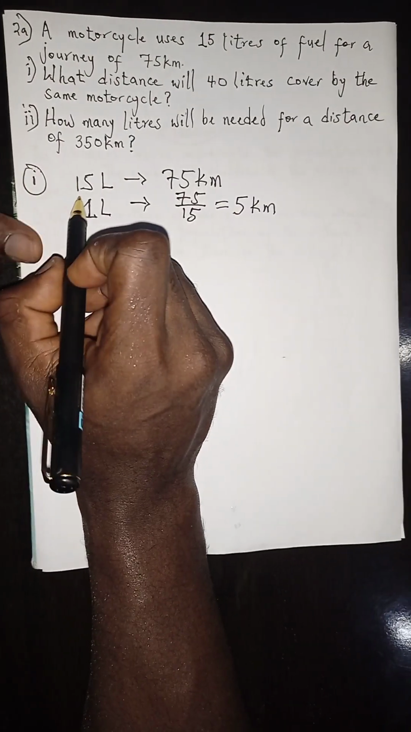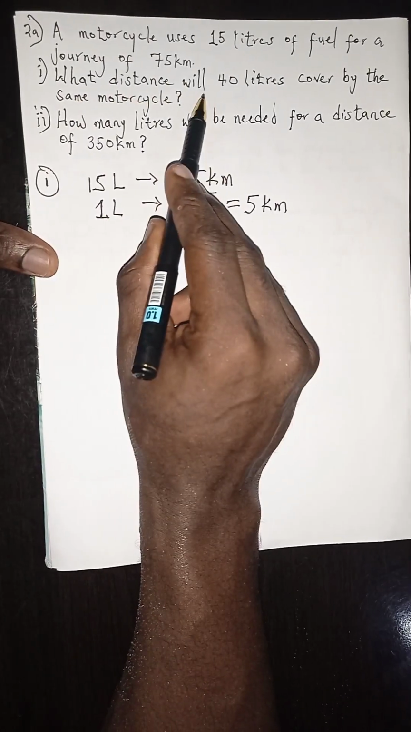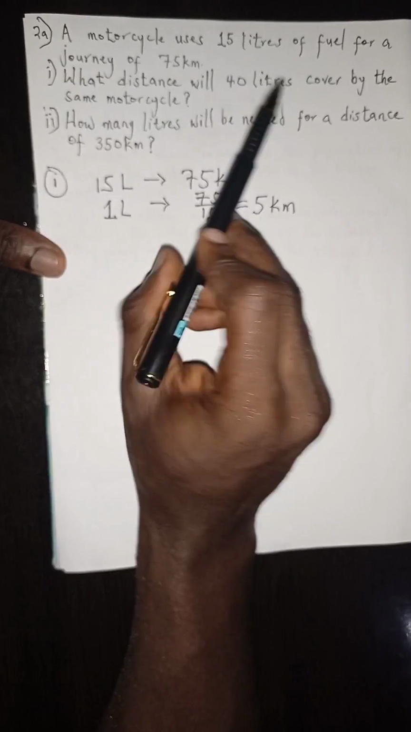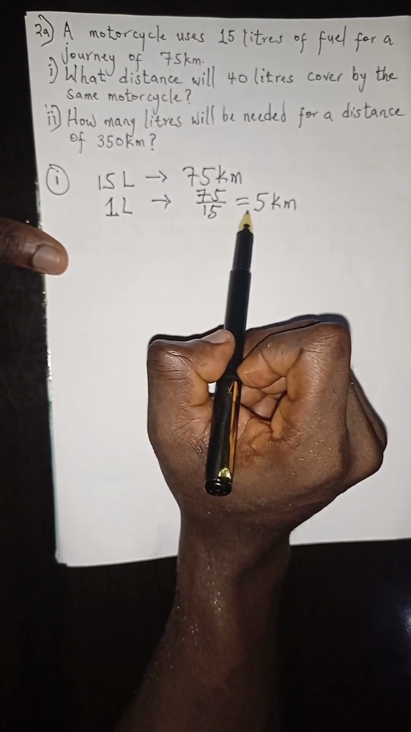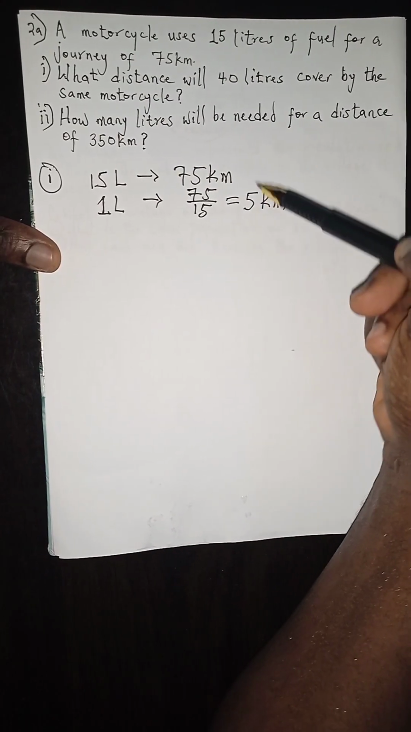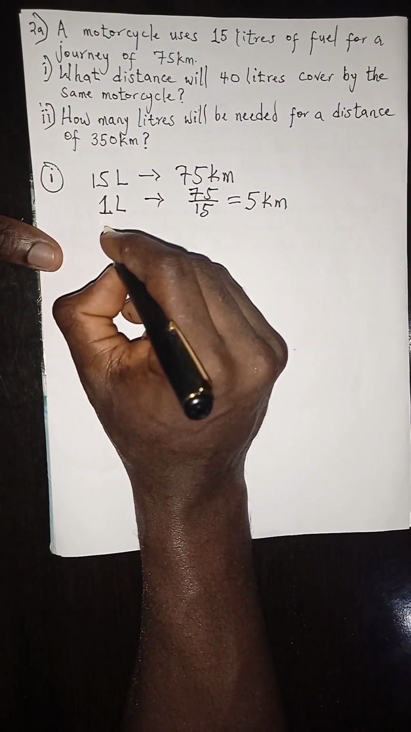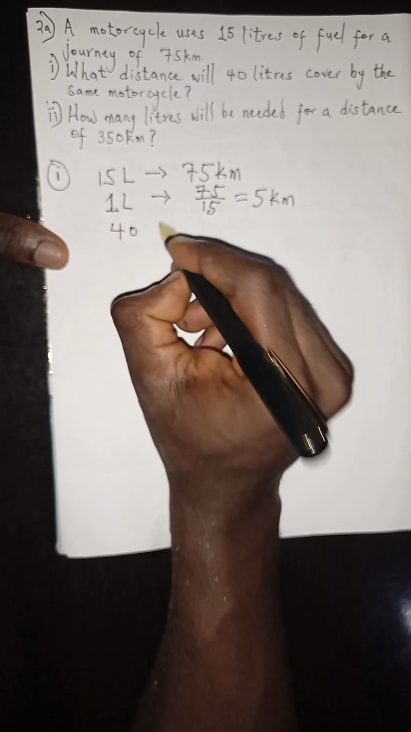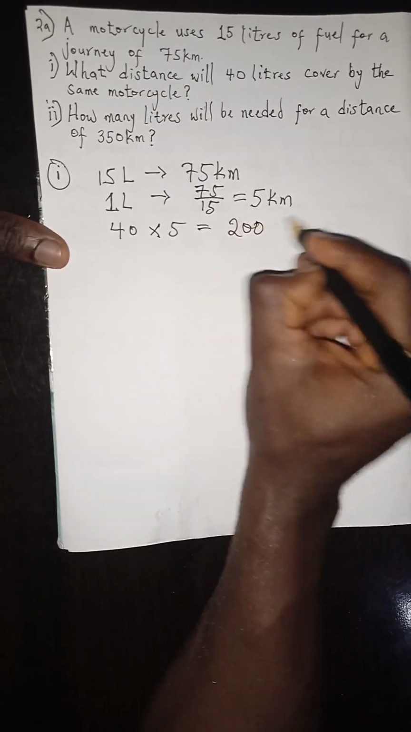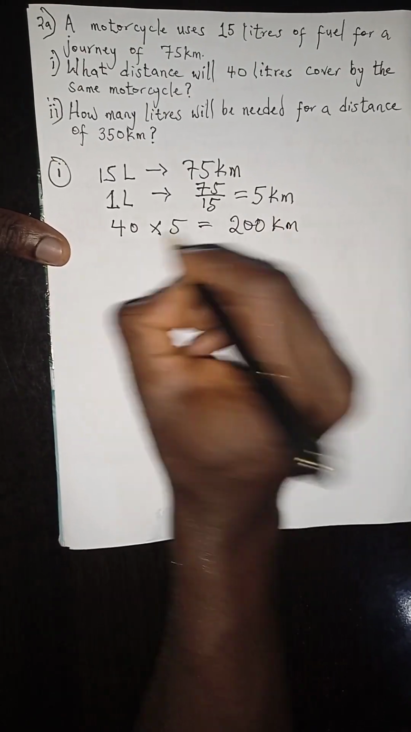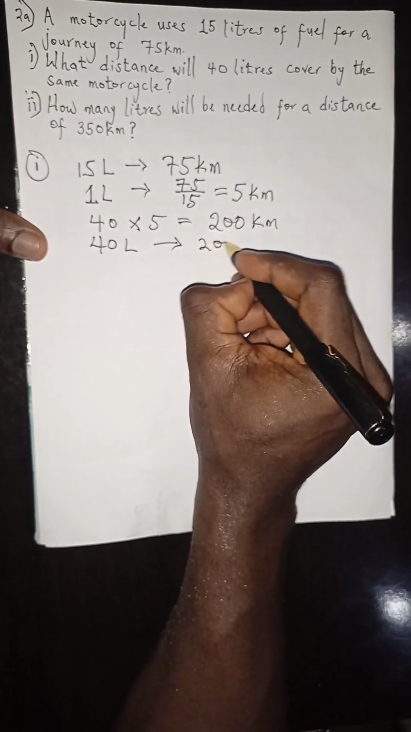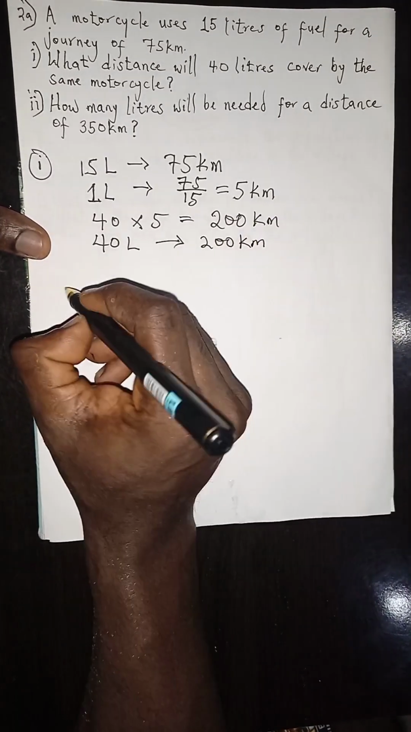Now the question says what distance will 40 liters cover by the same motorcycle? So since I know what 1 liter would cover, then I'll simply multiply the distance that 1 liter would cover by 40 liters, and that's simply going to be 40 times 5, 200 kilometers. So therefore 40 liters is going to cover a distance of 200 kilometers.